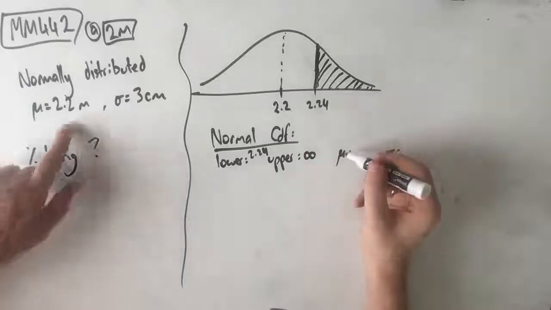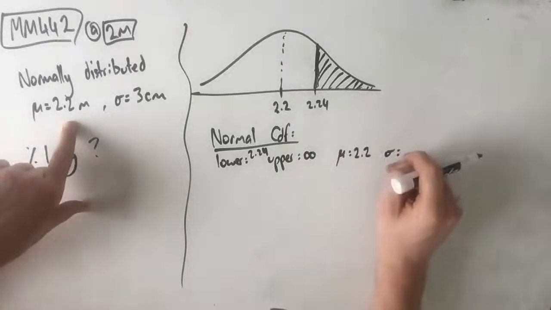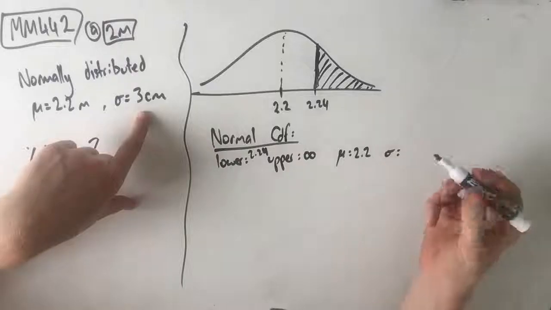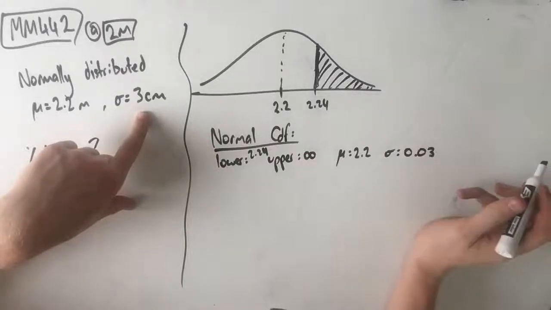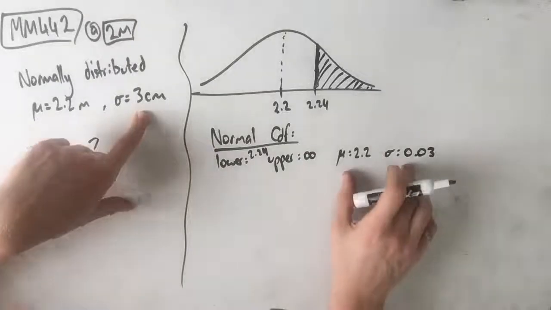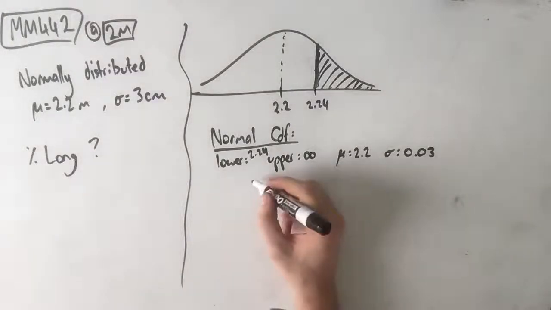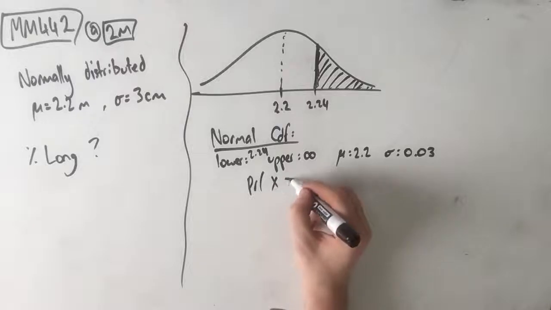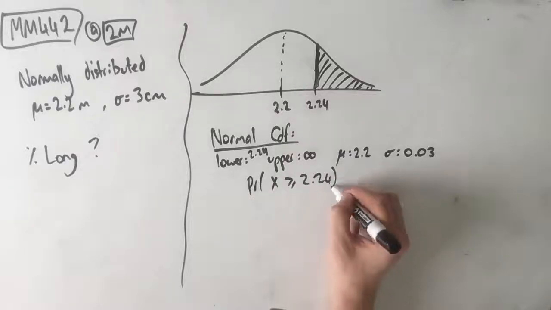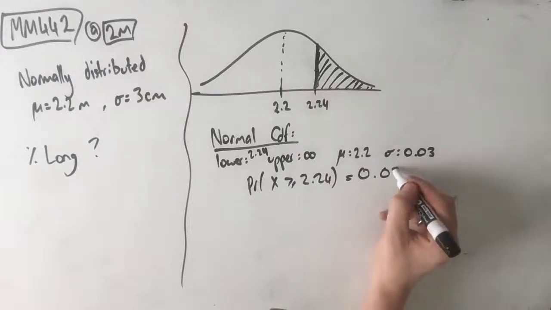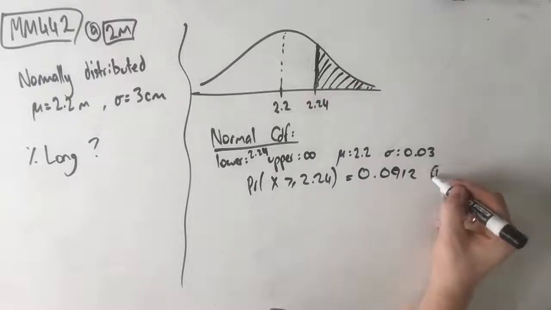Our mean is 2.2, as we know, and our standard deviation is 3 centimeters, which means that it's 0.03 meters. Okay, so don't get confused with that. You got to make them the same unit. Now, what we actually get then is the probability that x is greater than or equal to 2.24 is equal to 0.0912. That's our first mark.